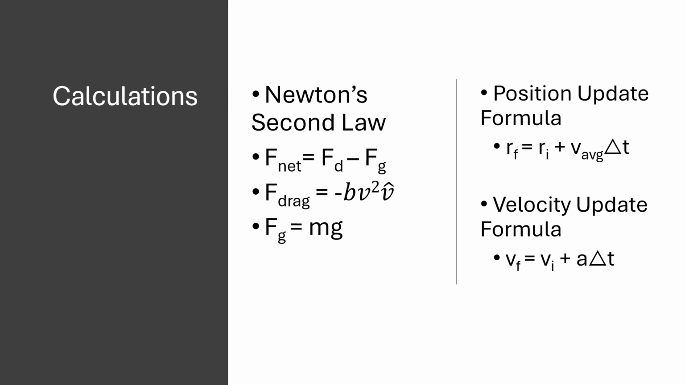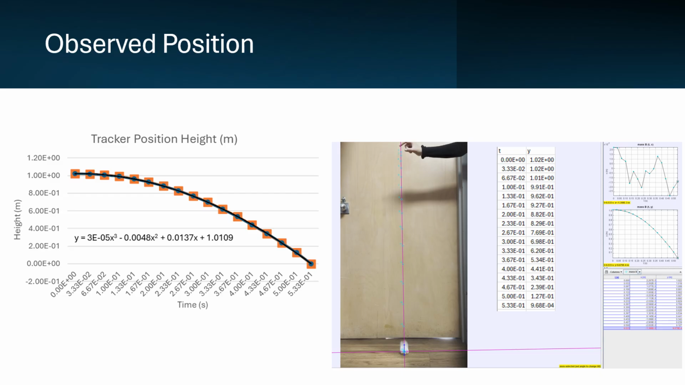For my calculations using Newton's second law, I got F net is equal to force of drag minus force of gravity. Force of drag is equal to B, which is a constant, times the velocity squared times the unit vector of velocity. Force of gravity is equal to mg, and then I'm using the position update formula and the velocity update formula for GlowScript. So this is the observed position.